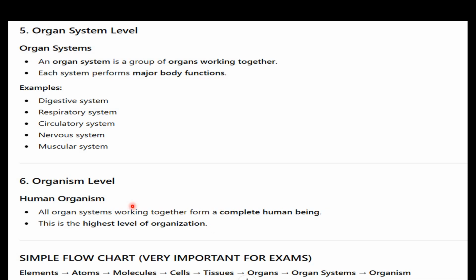If we conclude this in a very simple way: elements group together to make atoms, then atoms group together to make molecules, then cells, then tissues, organs, organ systems, and finally the organism. This is the entire flow chart that will be helpful for your exam as well. Just remember this flow chart. It will help you remember all these things in detail.